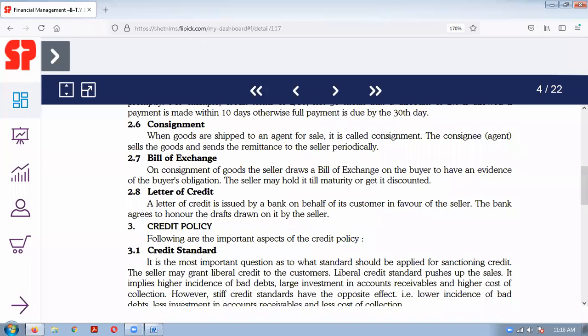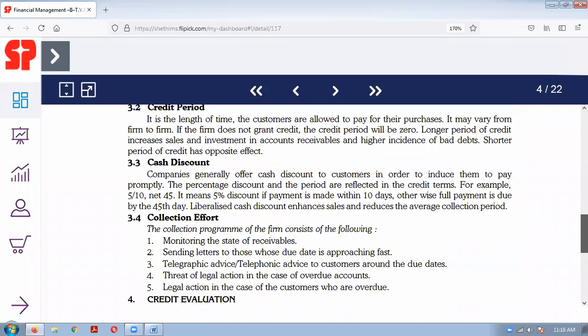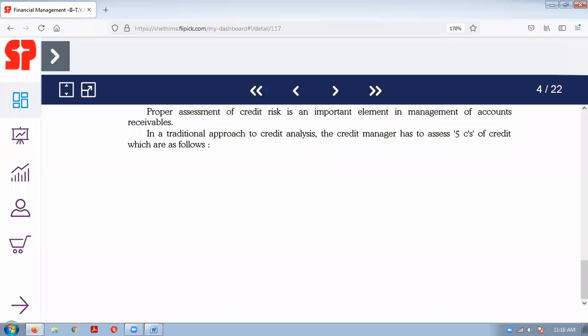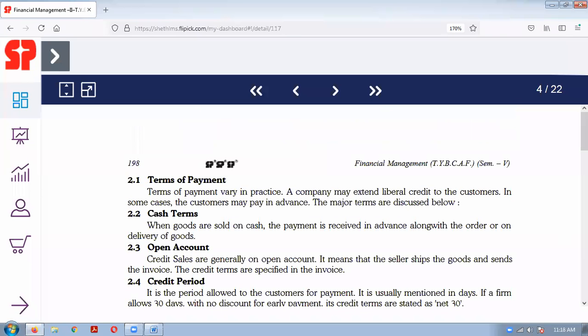Okay, some more terms are there that we will discuss in the next class. Today we are stopping here. Whatever we have discussed now, make a note of it in a notebook. It will be useful for you while preparing for the examination.